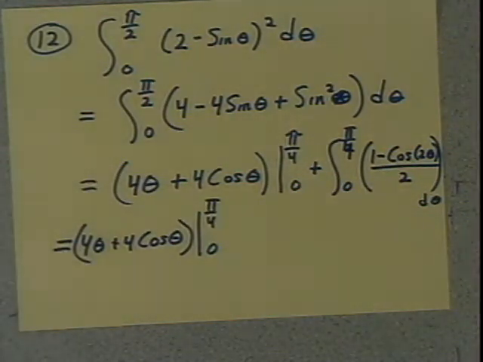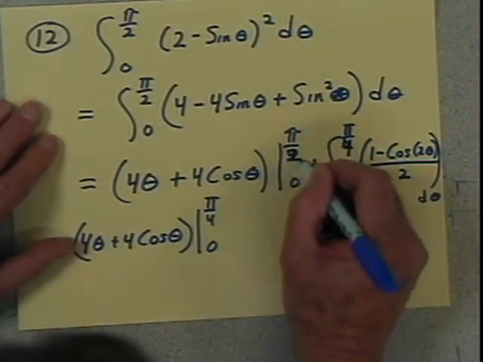Why did that change to pi over 4? Started the problem with pi over 2.